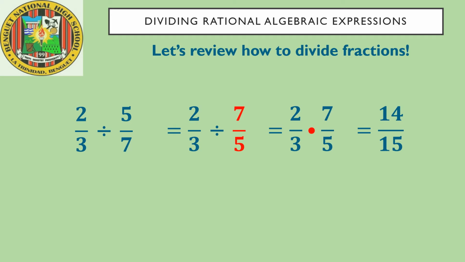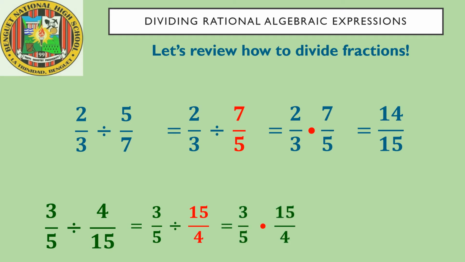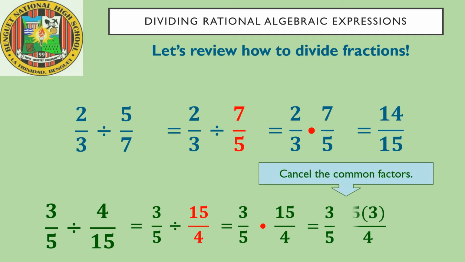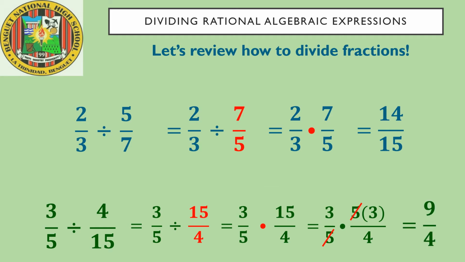If the fractions we are dividing have common factors, we can simplify the process. First, we get the reciprocal of the second fraction, then change the operation to multiplication. Before we multiply, however, we rewrite the expressions to their factored forms to cancel the common factors. Multiplying the remaining expressions results to 9/4. Take note of this process as we discuss how to divide rational algebraic expressions.